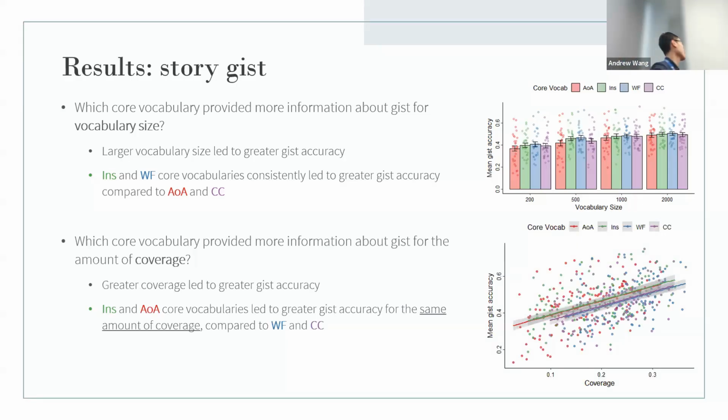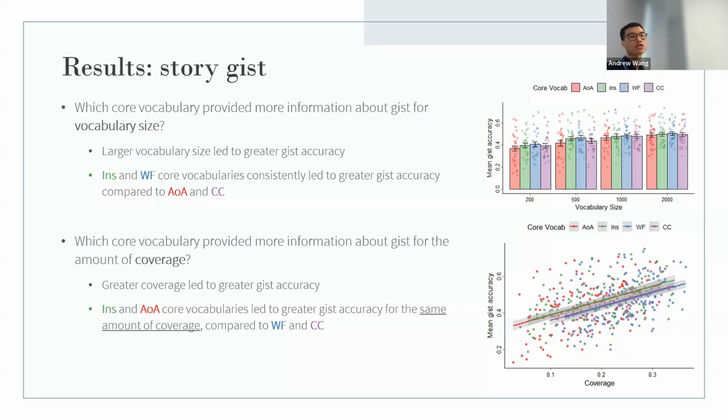Looking at coverage. So again, the question is which core vocabulary provides more information about gist for the amount of coverage. And so again, what is nice to see is that greater coverage leads to greater gist accuracy, which is sensible. But again, in-strength and AOA core vocabularies lead to greater accuracy for the same amount of coverage compared to the other two. So these effects are smaller, but they are consistent with what we found in the last study.